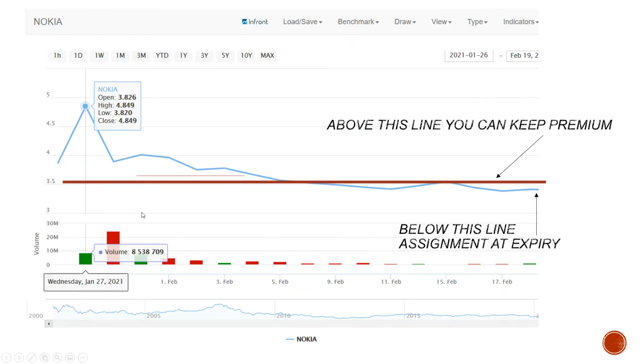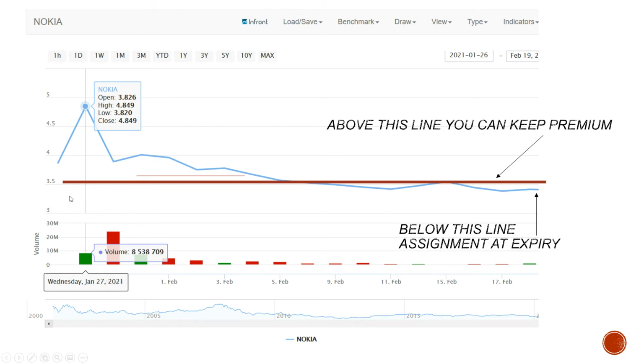If we look at the actual trade, this is how the share price was till the expiry. If you see this red line, if the share price is above this line at the expiry date, I would have kept all the premium there, and of course there was no assignment to me.